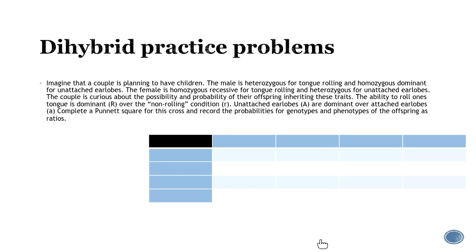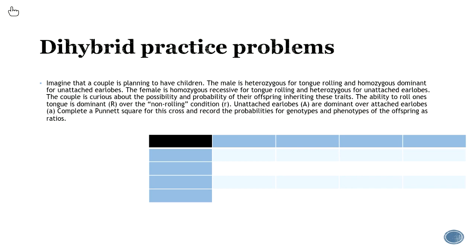So let's do one. I know it looks scary, but we're going to get through it. A lot of words here, but let's read through it. A couple is planning to have children. The male is heterozygous for tongue rolling and homozygous dominant for unattached earlobes. The female is homozygous recessive for tongue rolling and heterozygous for unattached earlobes. The couple is curious about the possibility and probability of their offspring inheriting these traits. The ability to roll the tongue is dominant over non-rolling. Unattached earlobes is dominant over attached. Complete the Punnett square and record the genotypic and phenotypic ratio.